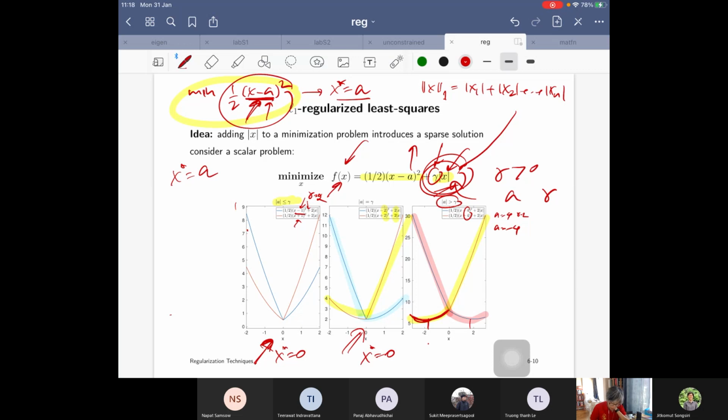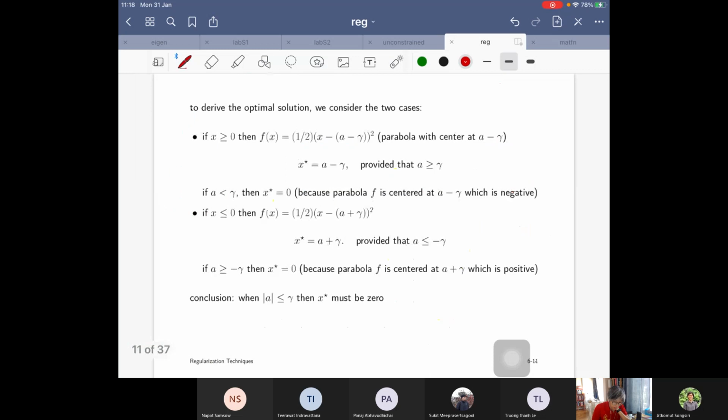And even in the third case, the solution is no longer 4 or minus 4. It's shifted by some value. Okay, and here we look at how to get the optimal solution. You take a look at the cost function. Now we consider two cases.